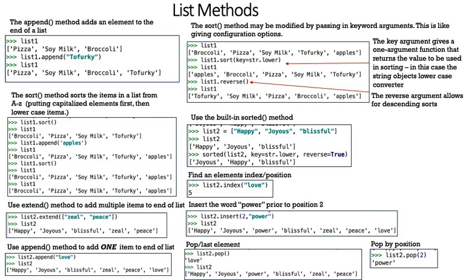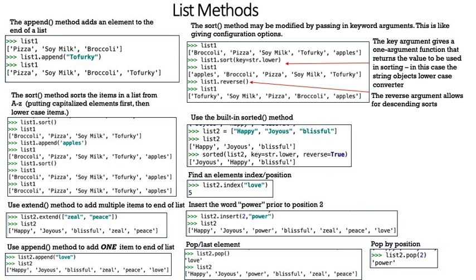Moving down, we have the sort method. The sort method sorts the items in a list from A to Z. So capital A to capital Z, and then lowercase a to lowercase z. So the capitalized words get put to the front of the stack. So we have list 1, broccoli, pizza, soy milk, and tofurkey. We want to append apples. Now we have broccoli, pizza, soy milk, tofurkey, and lowercase apples. If we do a list 1 sort, you see that it alphabetizes on the words that are capitalized, and then it takes the lowercase words and it'll put them at the end. So apples gets to be at the end.